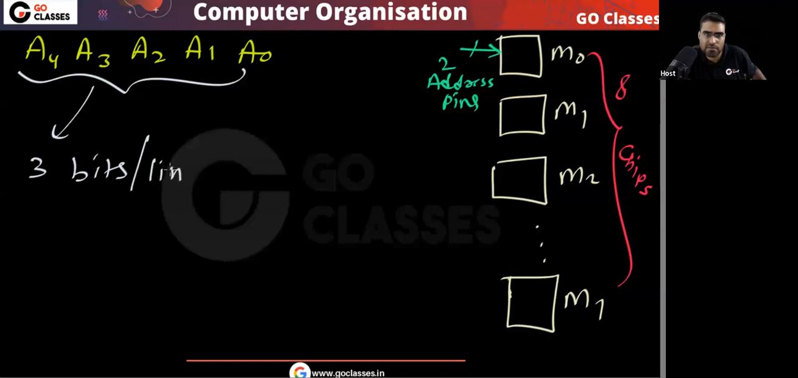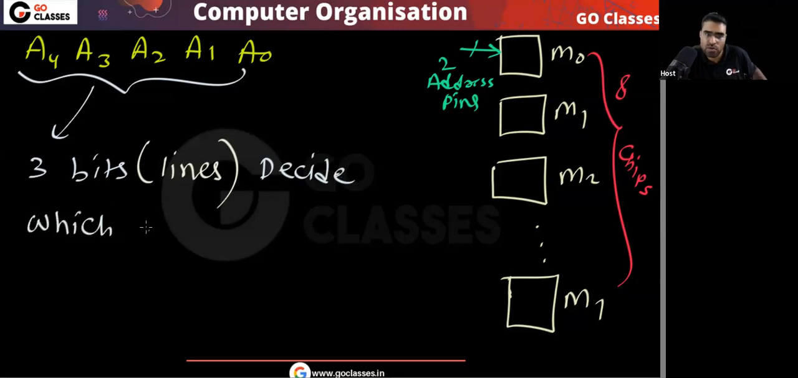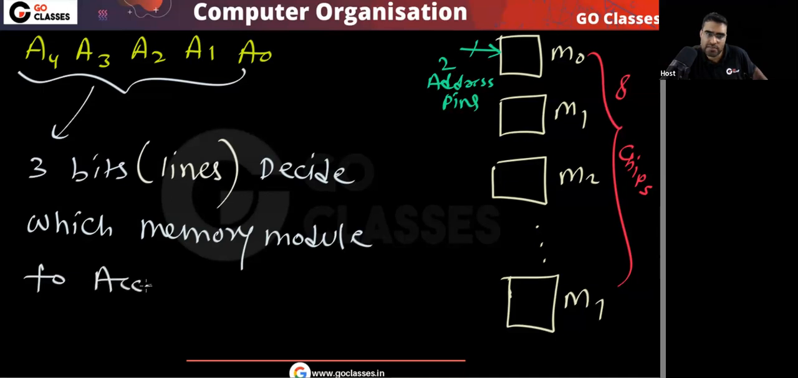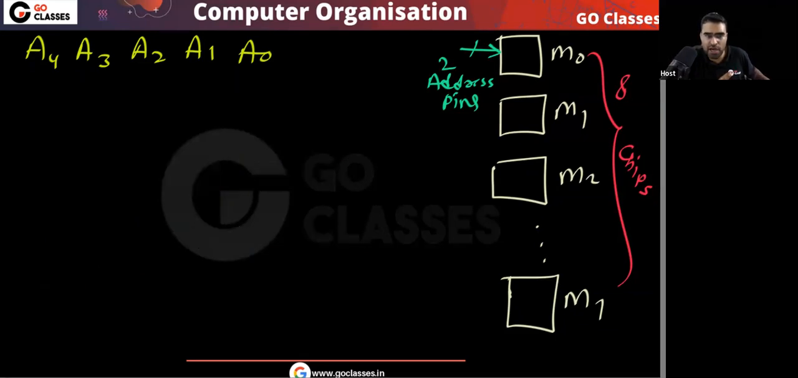These 3 bits, or 3 address lines, will decide which chip to access. Yes or no? Which memory module to access. So out of these 3 bits, or 3 lines, they will decide which memory chip to access. Is this clear? Now here comes the concept of high order and low order.